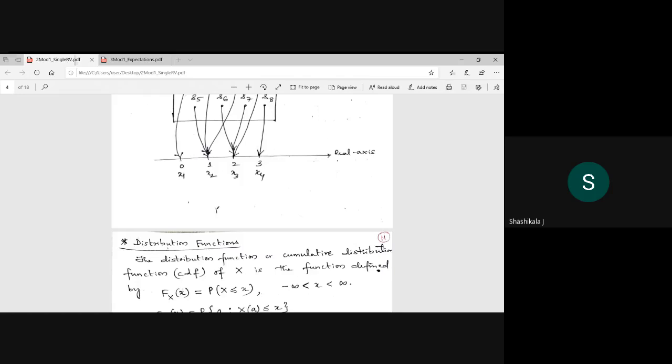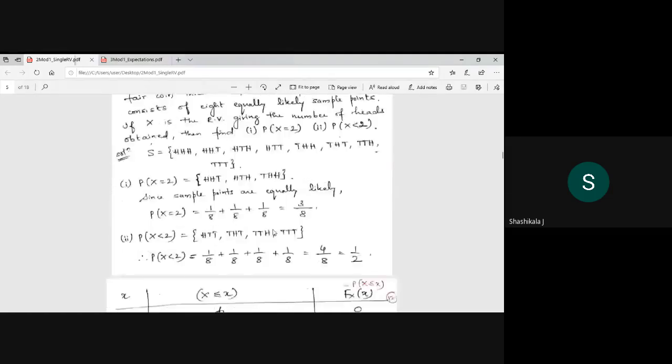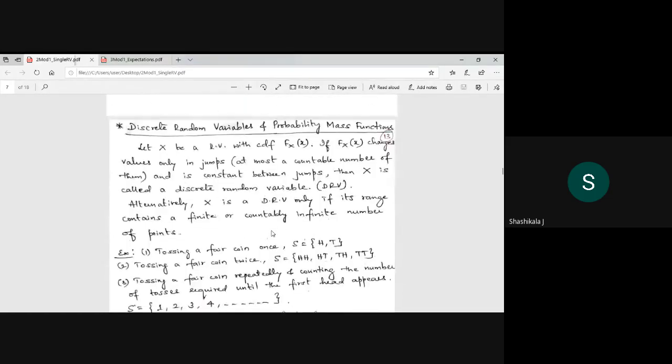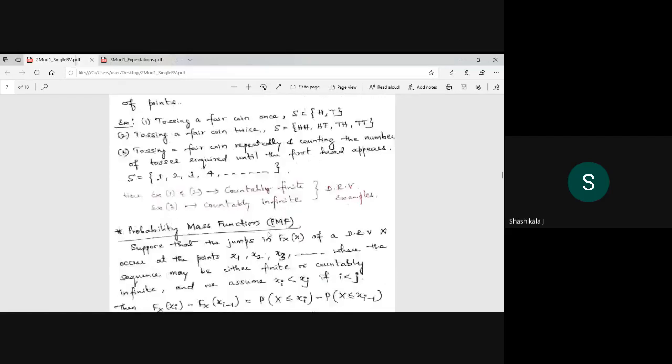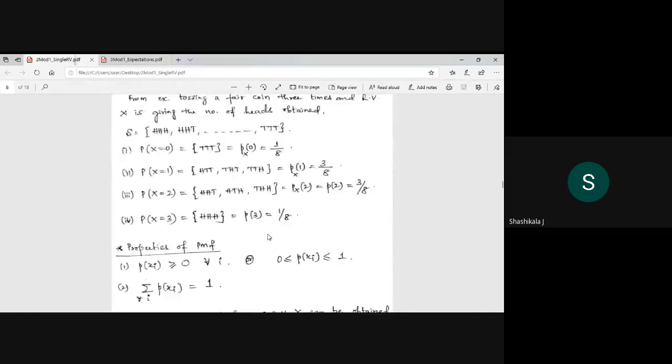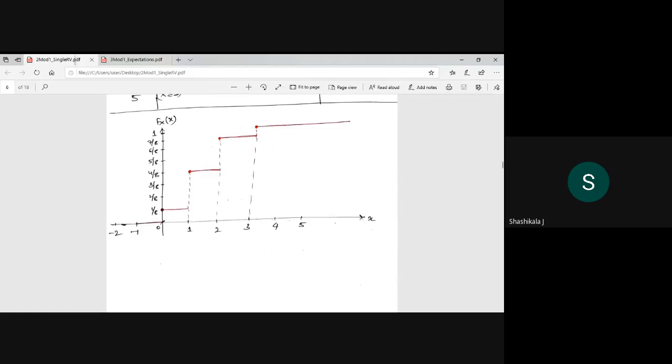Can anyone tell me what is the relation between the CDF and the PDF? How will the PDF be obtained for a given CDF? What is the relation? Yes? Anybody? How will you obtain it? Hello? Chandan Kumar? Jaswant? At least you tell me. Jaswant, are you there? Yes, ma'am. What is the relation between CDF and the PDF?